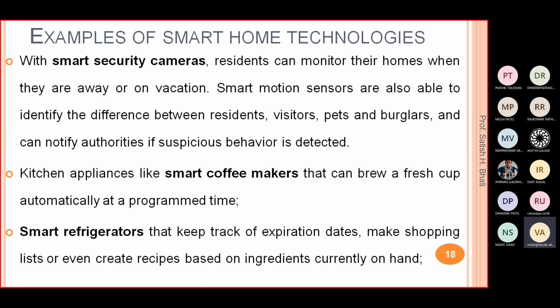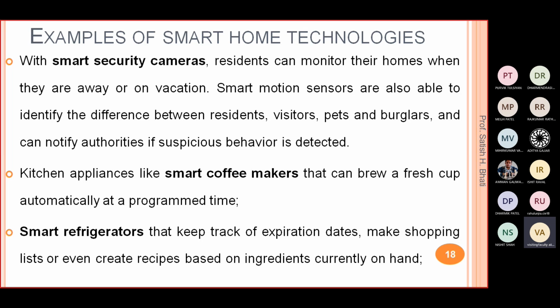Then smart security camera. So using that, the house owner can monitor their homes when they are away or on vacation, right? For that, they will use some smart motion sensors, right? And the sensors are able to identify the difference between the resident and a visitor, if they have some pet like a cat or dog, right? And notify the authority if they find something unusual or some suspicious behavior is detected, right?